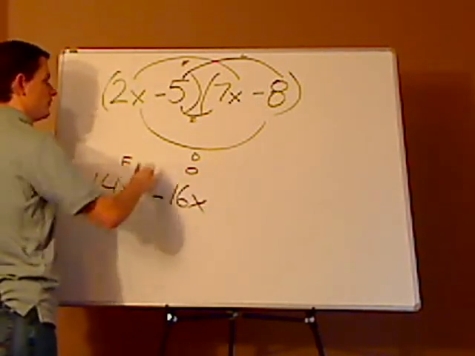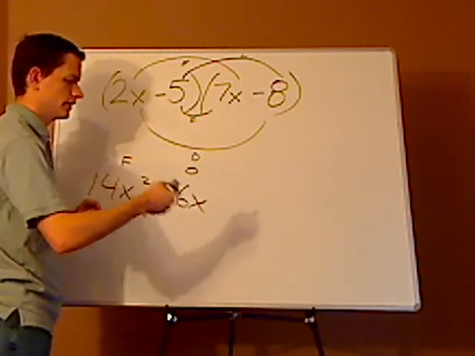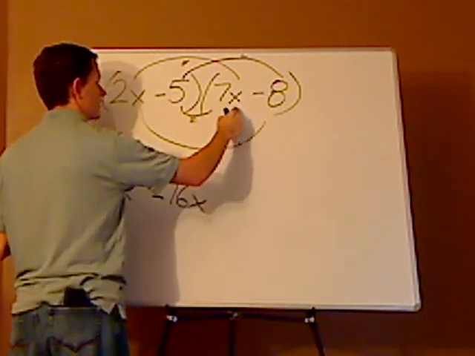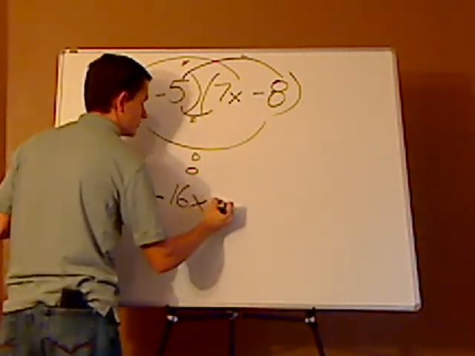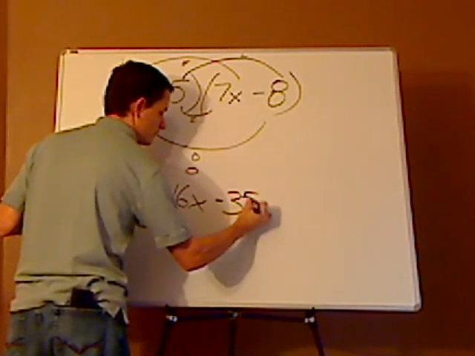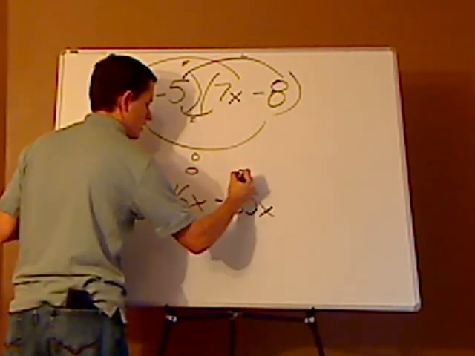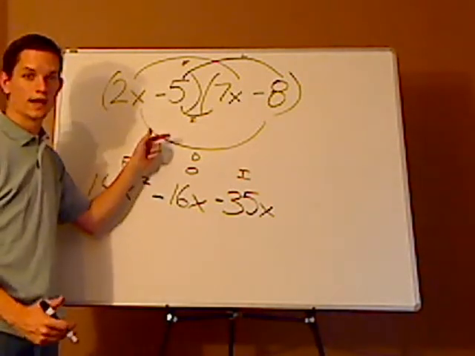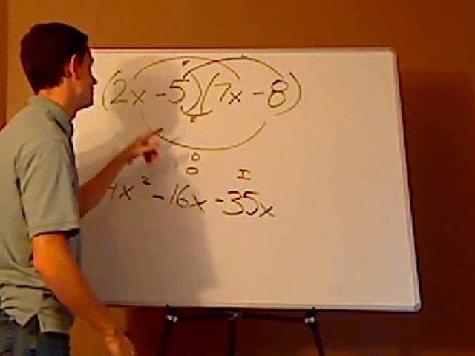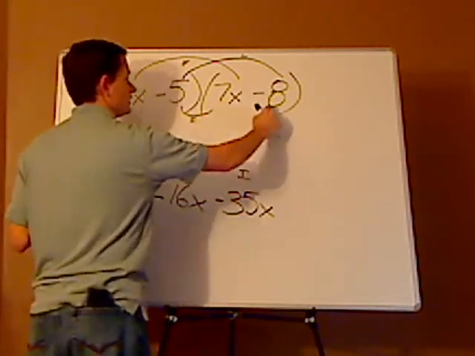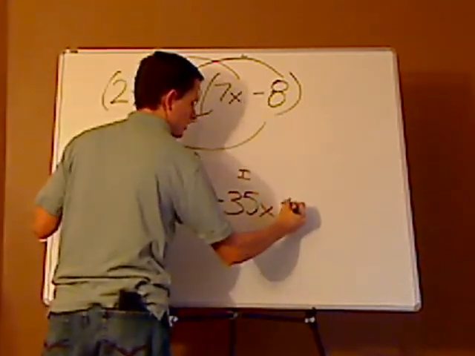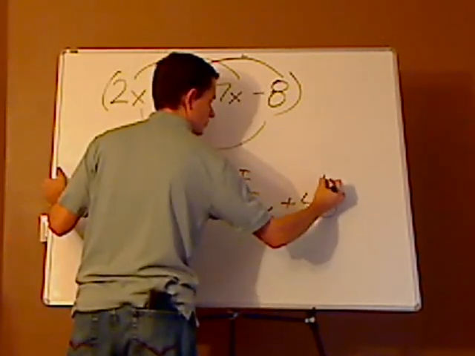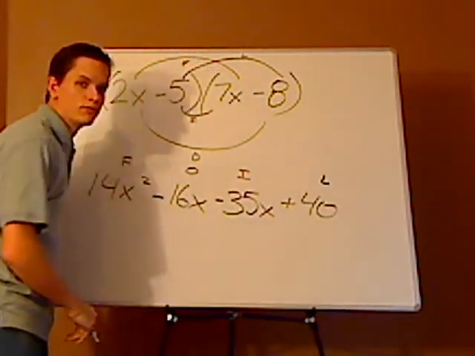And then you do the inner, right? So the I is negative 5 times 7x, which is a negative 35x. That's the I in FOIL. Then you do your last, right? You did the first, so you do last. So negative 5 times a negative 8 gives you a plus 40. That's your last. Now notice you're going to simplify here.